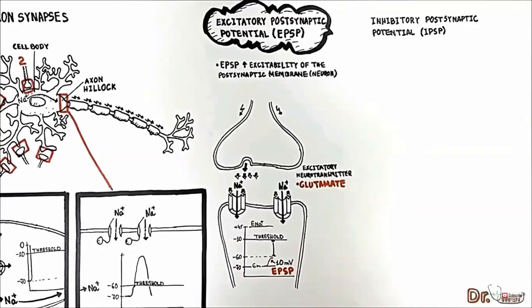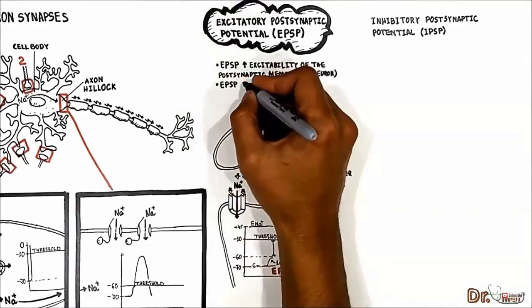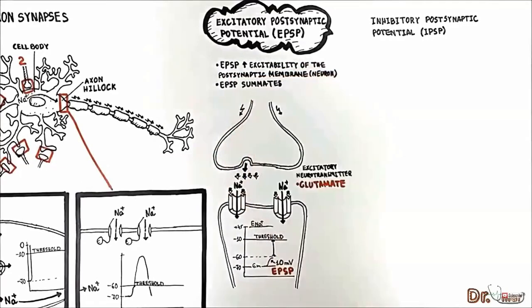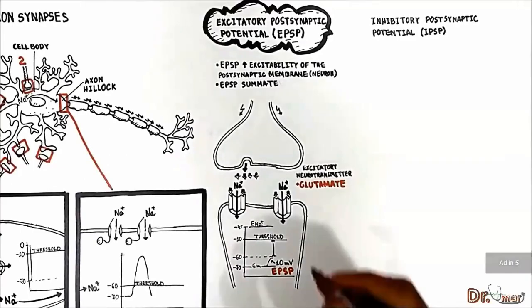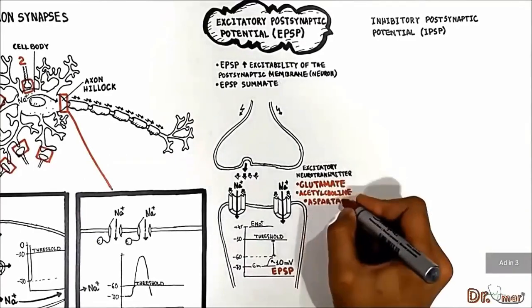It is important to note that excitatory postsynaptic potential is similar to the end-plate potential found at the neuromuscular junction and also summates to reach the threshold and generate an action potential. In addition to glutamate, excitatory neurotransmitters include acetylcholine and aspartate.